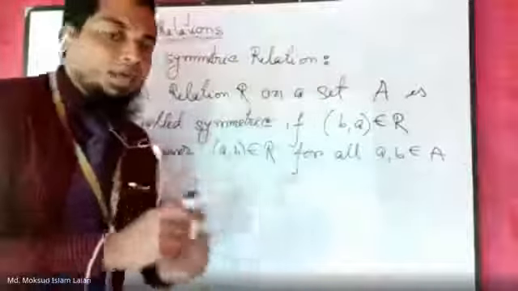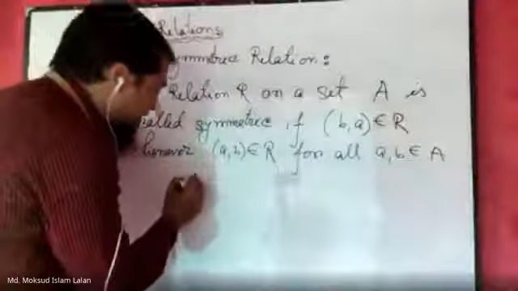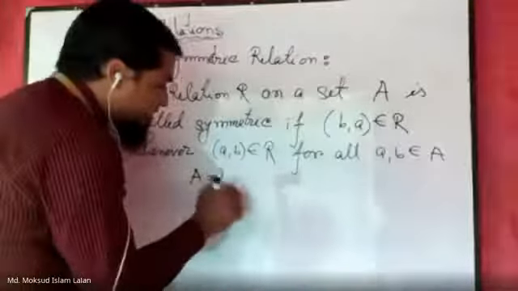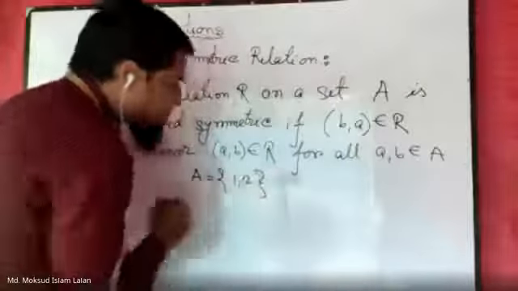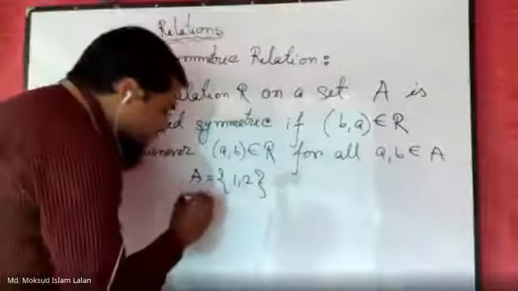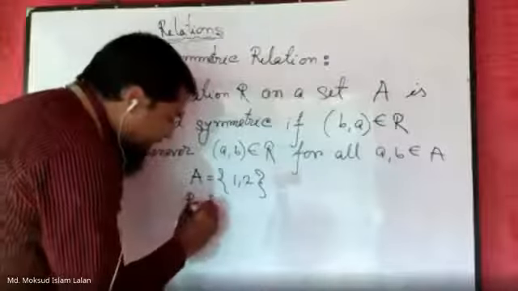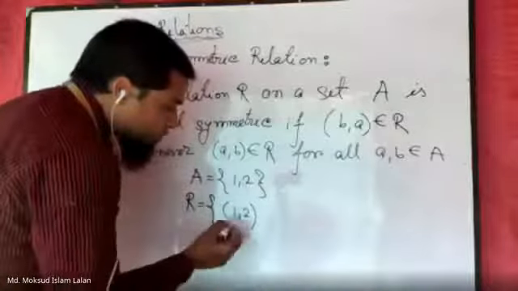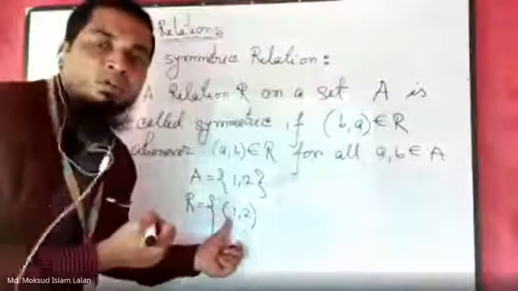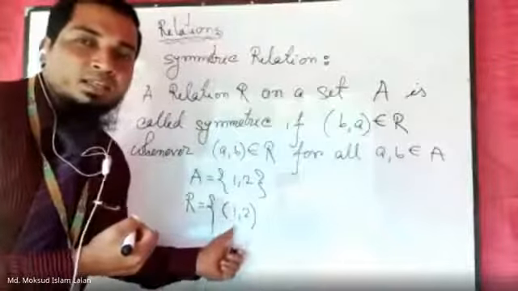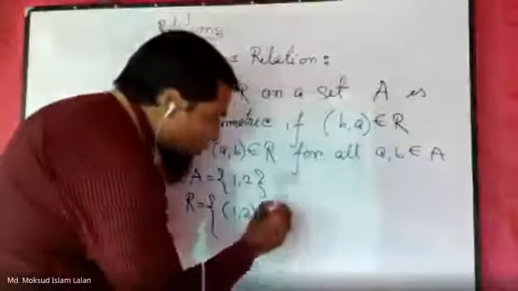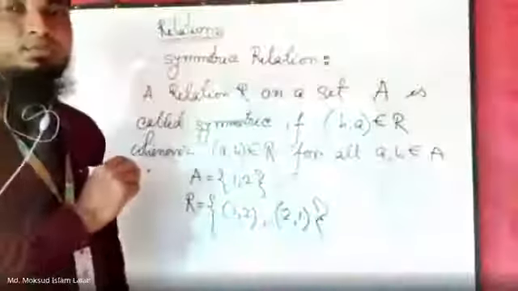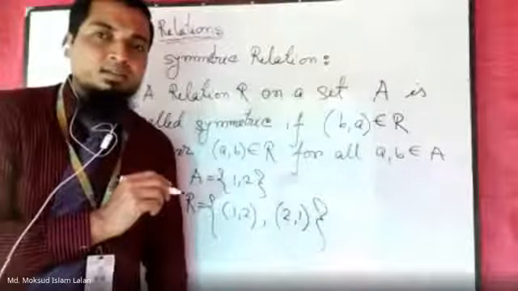Try to understand. If A is equal to {1, 2}, and you find a relation which has (1, 2) belonging to it, what will be the image of (1, 2)? What will be the mirror? Image. What will be the image? (2, 1), right? So you need to check whether (2, 1) also belongs to it or not. Do you understand? Yes, sir. This is a very easy thing.